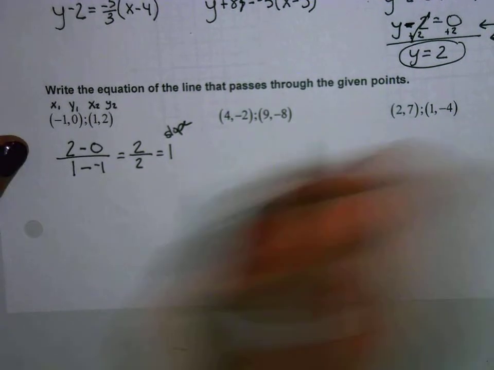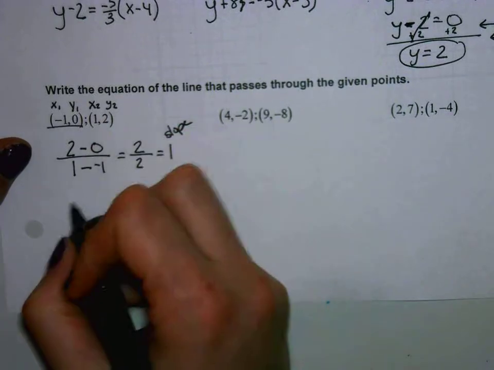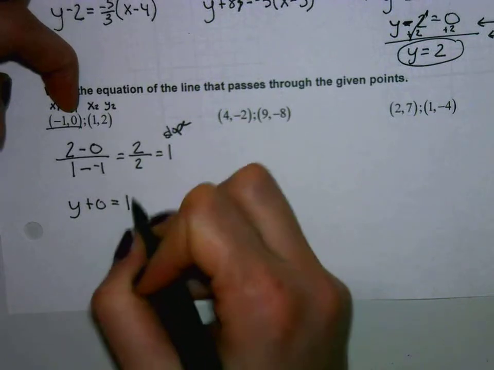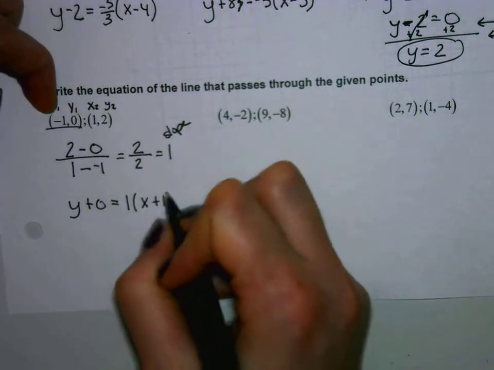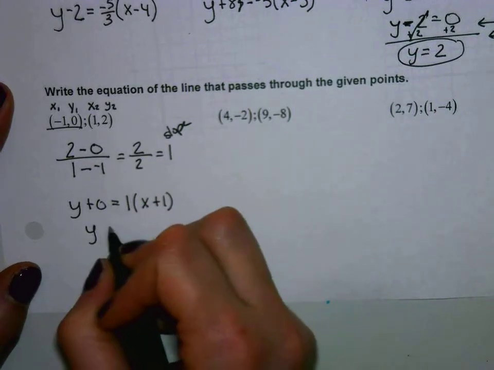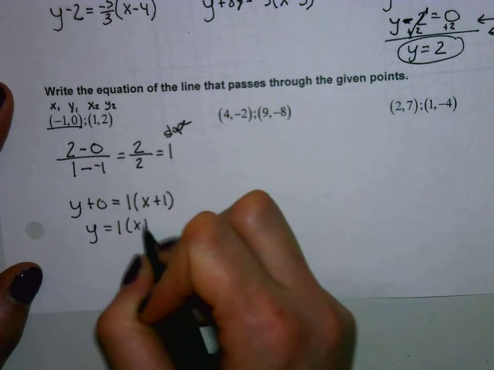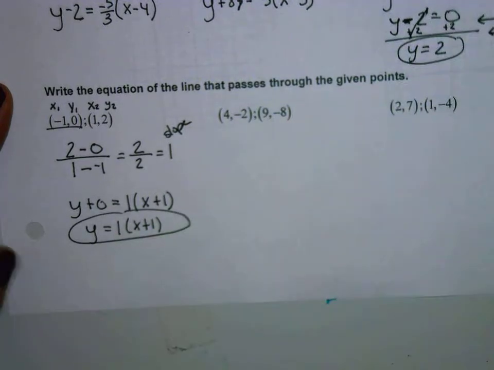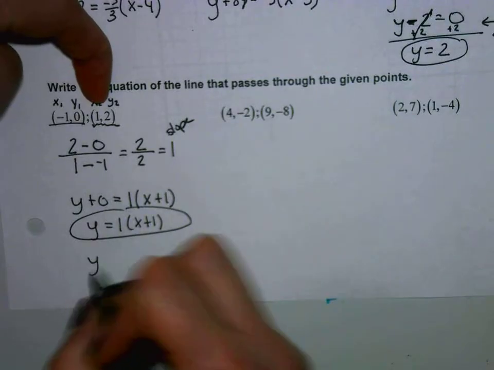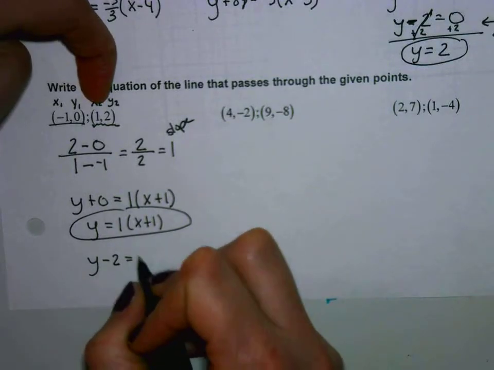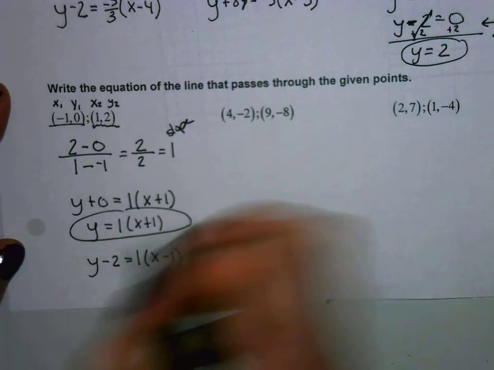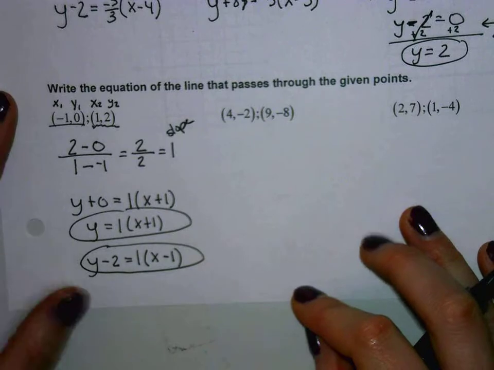So there's 2 different ways we can write in point slope form. We can use our first point, which would be y plus 0 equals our slope times the quantity of x plus 1. So the only thing we have to be careful with is y plus 0 we know equals y. So here's one answer. Or we could look at our second point. So we'd have y minus 2 equals our slope, which is 1, times the quantity of x minus 1. Both of these are our correct answer.